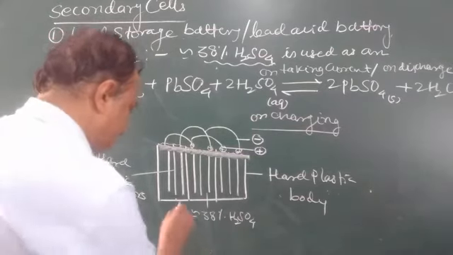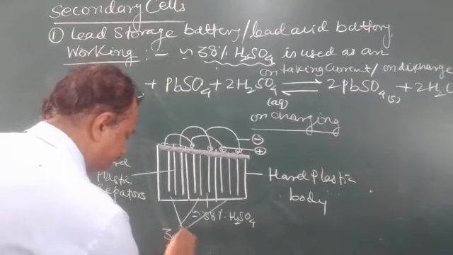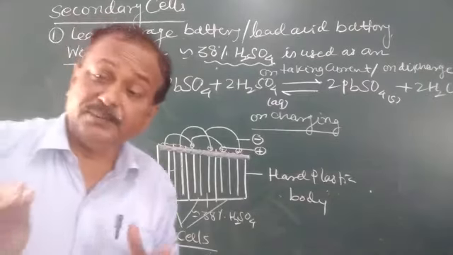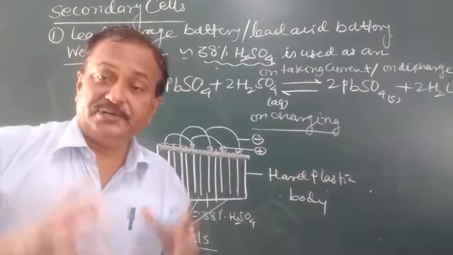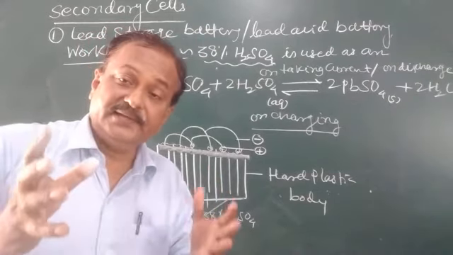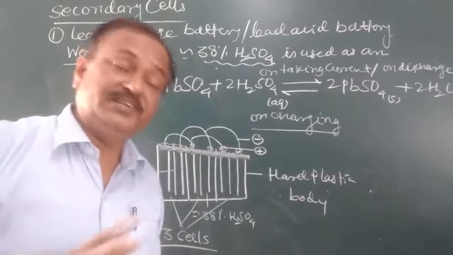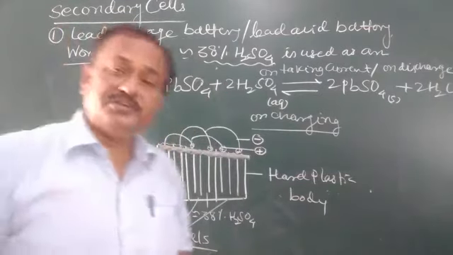So the number of cells, so these are the cells, 3 cells. It depends on the number of cells, on the type of the battery, and the current capacity. What is the current capacity of the battery? So this is all about the construction and working of the lead storage battery.